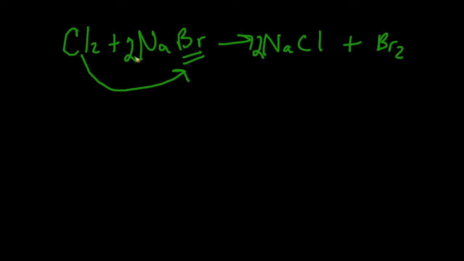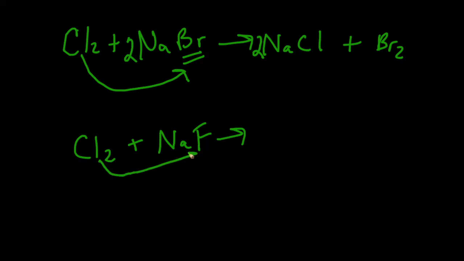Also, let's do one where it actually doesn't work out. So say we have Cl2 plus NaF. So we locate fluorine on our periodic table, and our element that wants to replace fluorine is chlorine, but chlorine is below fluorine, so that means no reaction. Okay, so now single replacement reactions are done.